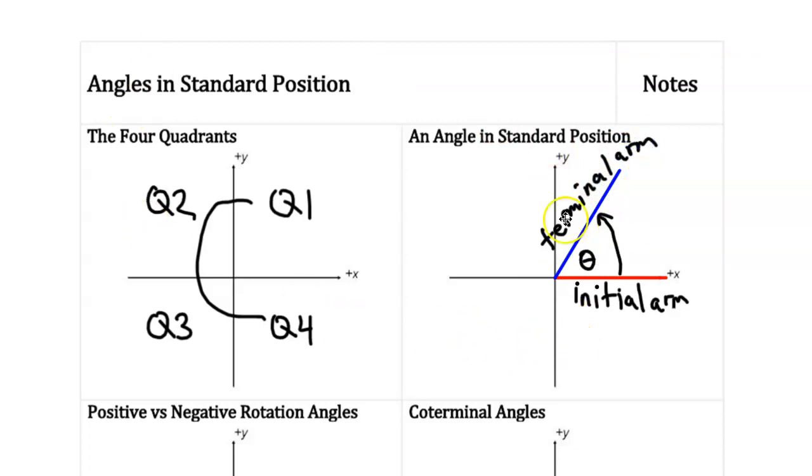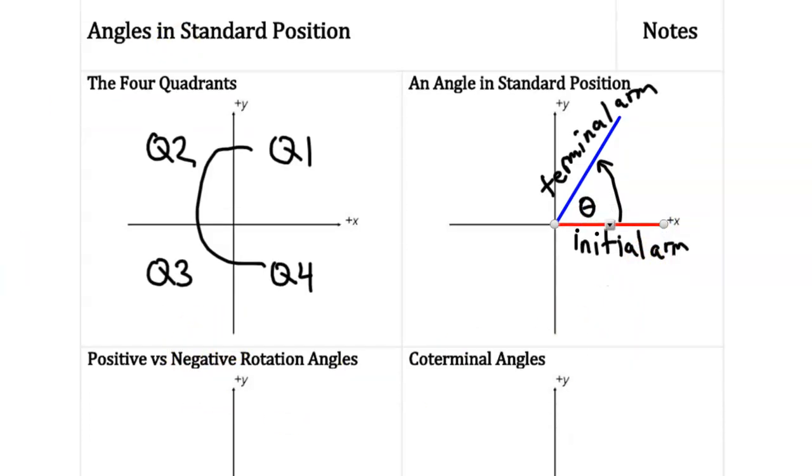Now, it would not be an angle in standard position if, for example, this initial arm started somewhere else. If it started here and we created an angle going this way, or we started anywhere other than the positive x-axis, that would make it a smaller angle between the red and blue arms. That would not be an angle in standard position. Okay, so let's continue on.